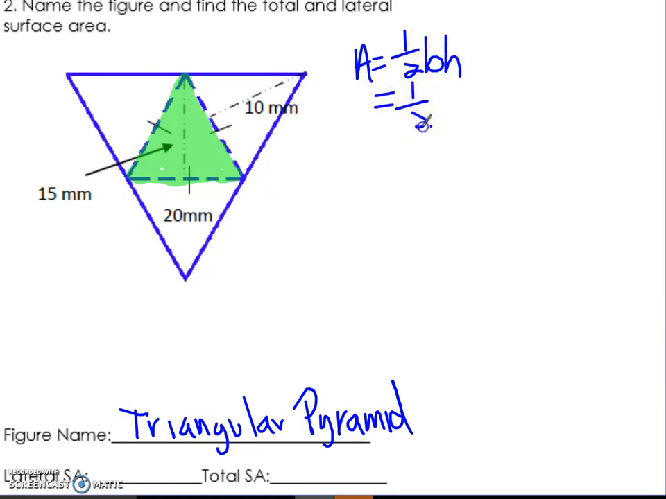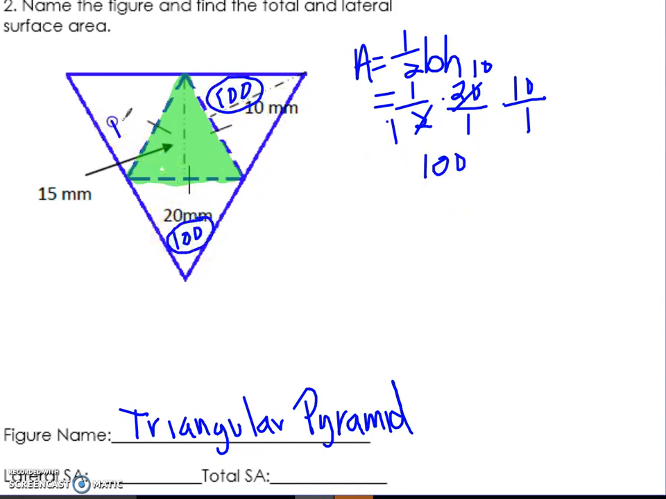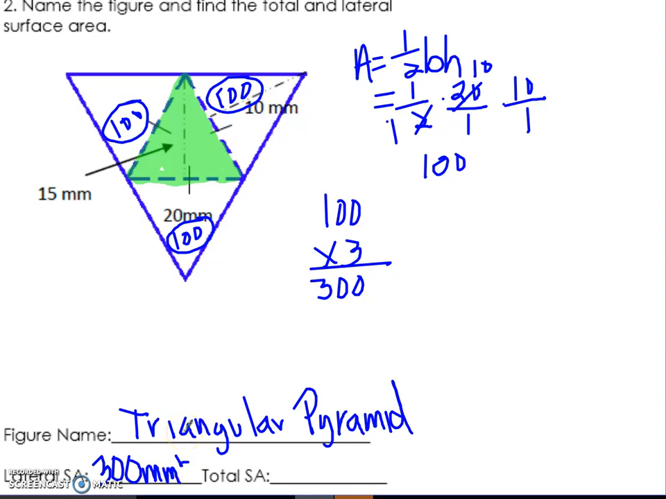So we have 1/2, the base is 20, and the height is 10. So 2 divided by 2 is 1. 20 divided by 2 is 10. 10 times 10 is 100. So this is 100, this is 100, and this is 100. The lateral surface area is 100 times 3, which is 300. So we have 300 millimeters squared.